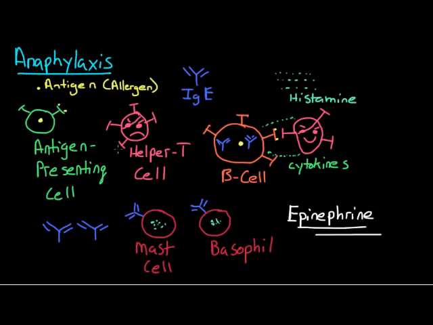So that's an overview of how the immune system gets geared up to produce an anaphylactic response, and all the cell types that are used to mediate that response, and a discussion of epinephrine and how it counteracts the effects of the inflammatory agents that are released during anaphylaxis.